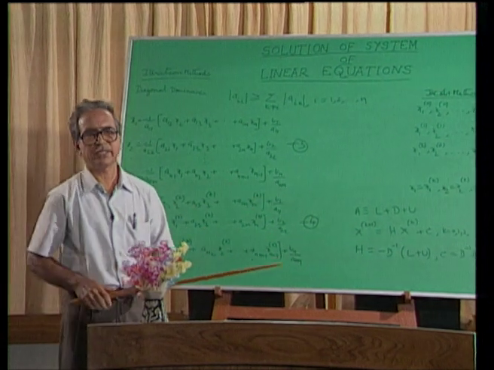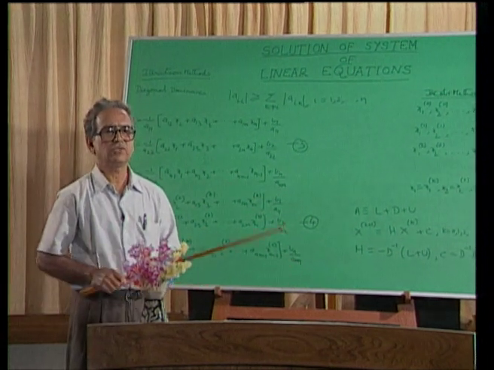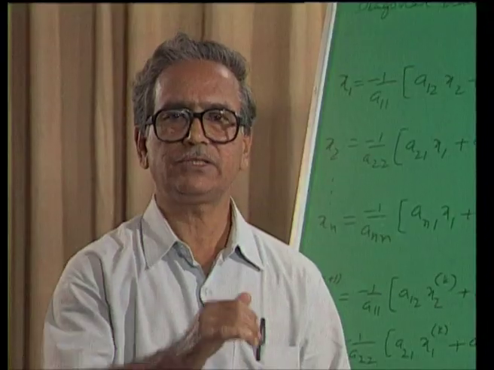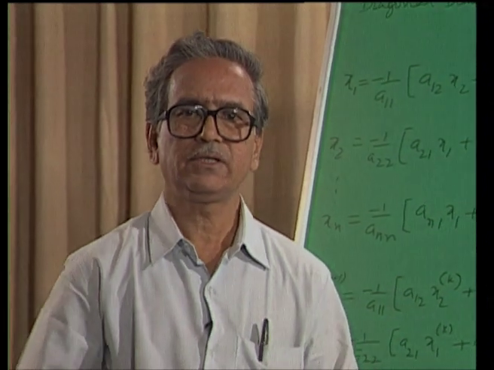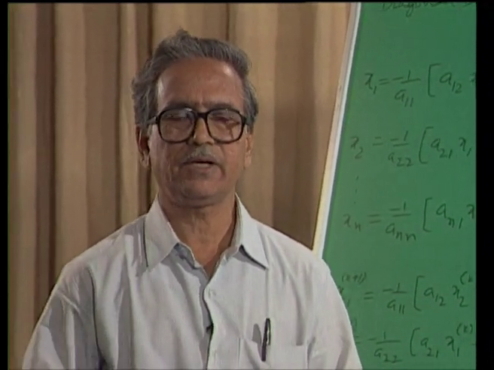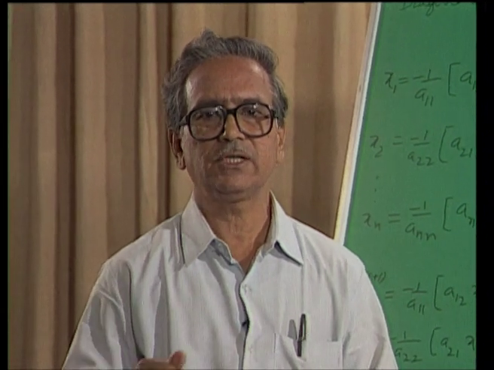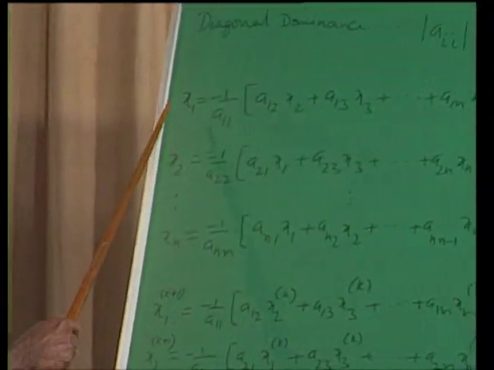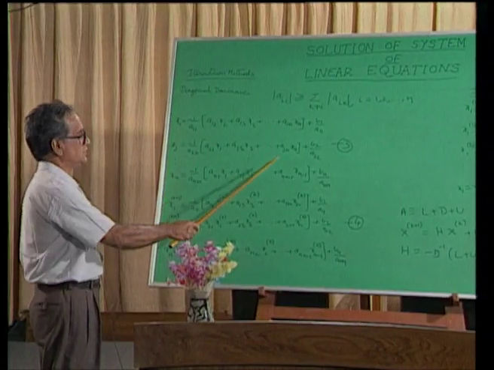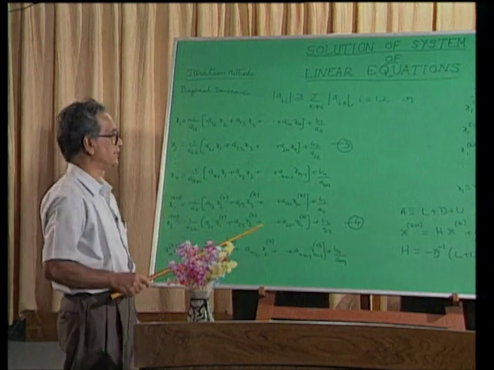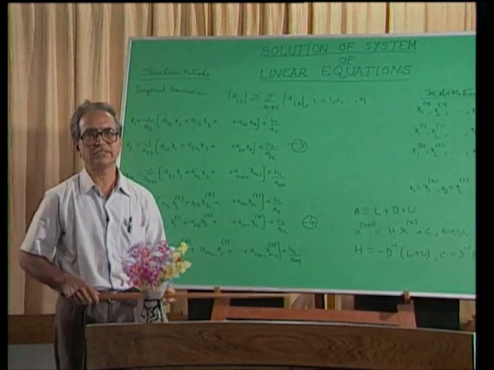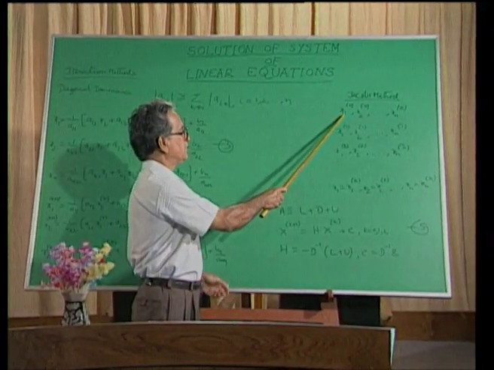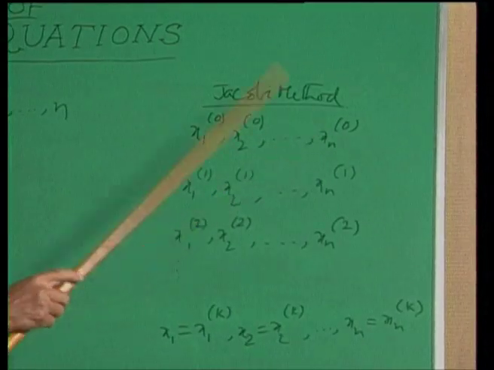So, we rewrite the equations in such a fashion that the coefficient matrix A will have diagonal dominance, and then from the first equation we express x1 in terms of x2, x3, etc., xn, and from the second equation we express x2 in terms of x1, x3, etc., xn. Like that we express the unknown variables x1, x2, ..., xn in terms of these quantities. This is the starting point. Now, the first method we consider is the Jacobi method. We start with an initial approximation x1(0), x2(0), etc., xn(0).